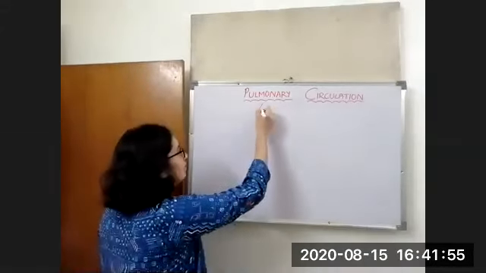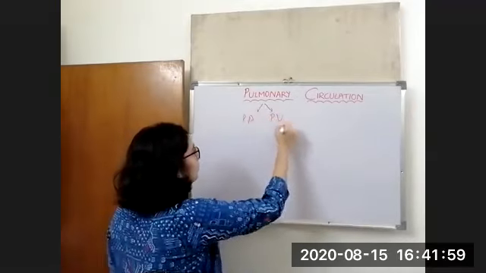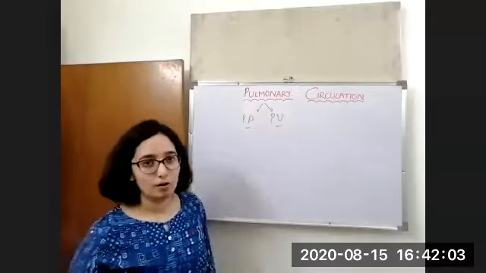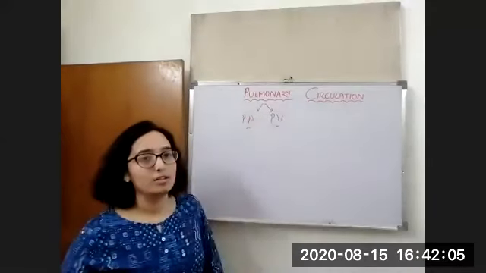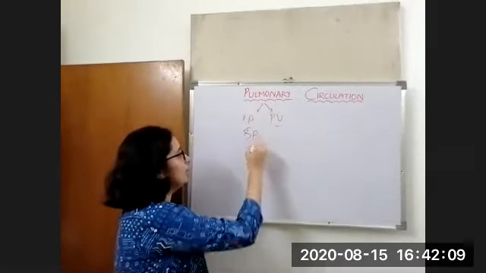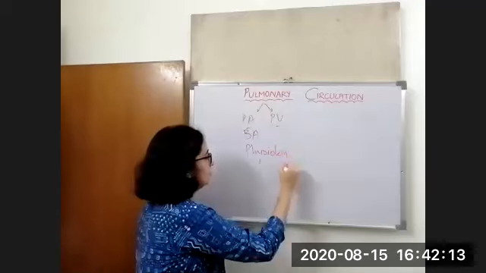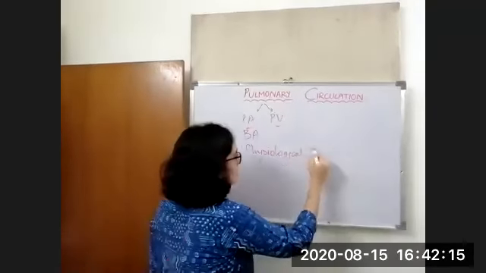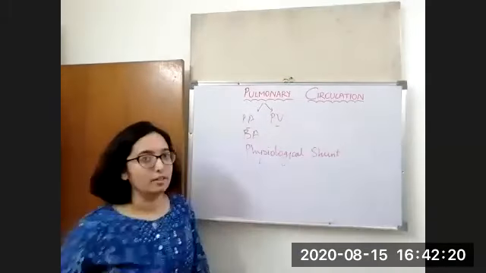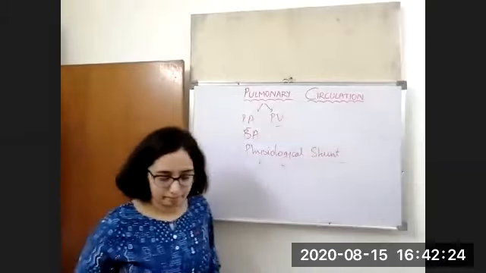So, these are nothing but your pulmonary artery and pulmonary veins. You also have bronchial artery, bronchial veins. So we will mainly concentrate on three things here: pulmonary artery, bronchial artery, and physiological shunt. So let's concentrate on pulmonary artery.